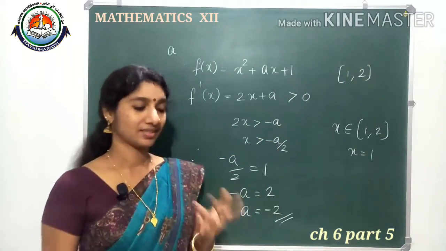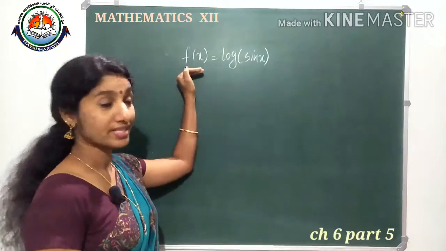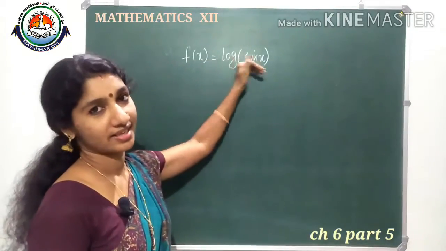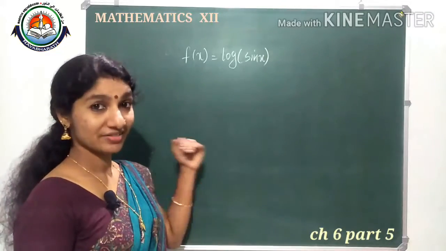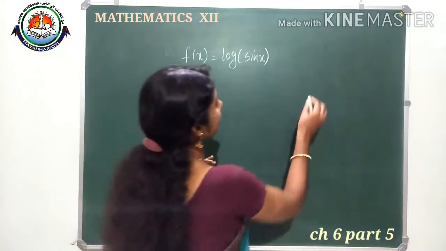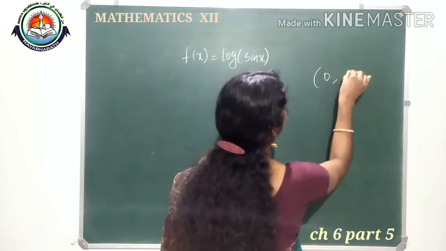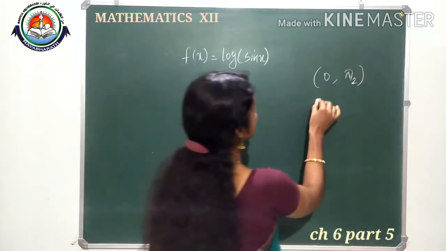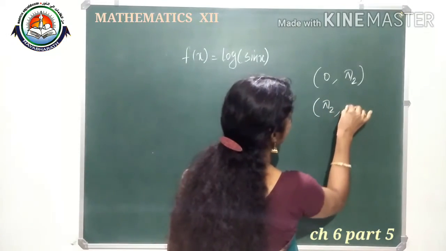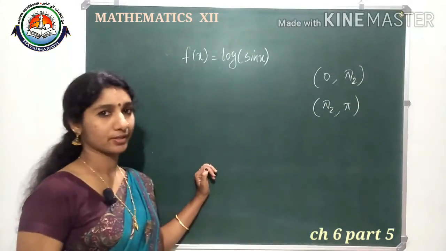Got it? Then the function is given, f of x equal to log of sin x. We need to prove this function is strictly increasing in the interval 0 to pi by 2 and strictly decreasing in the interval pi by 2 to pi.